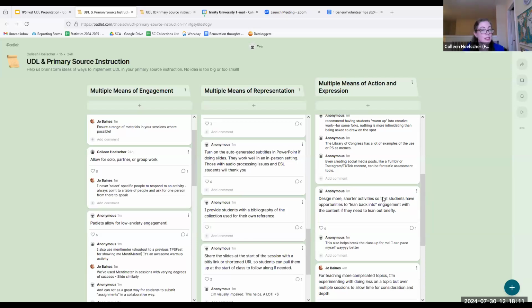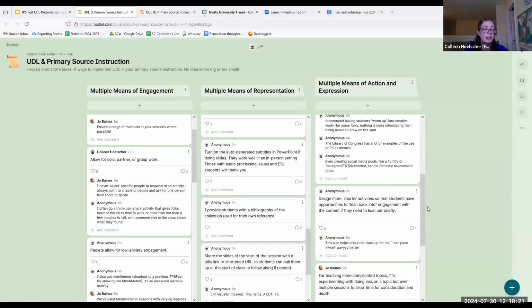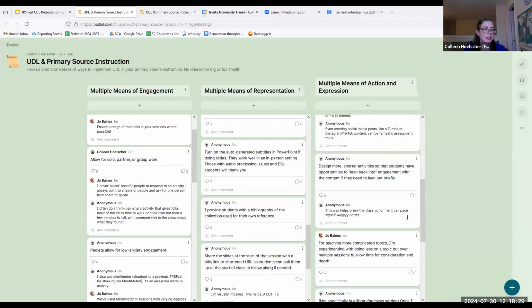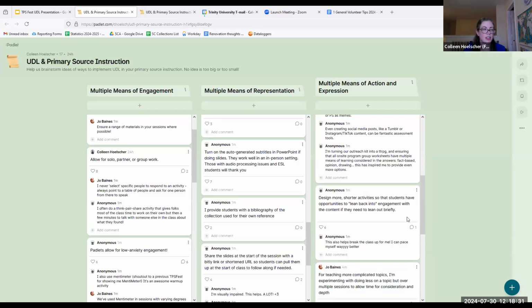Another person suggested designing more, shorter activities so that students have opportunities to lean back into engagement with the content if they need to lean out briefly. So this also can help break up the class for the instructor. They can pace themselves better. So that is a great idea. I think also sometimes students just don't click with a specific item, so having multiple activities gives a chance for them to find the thing.